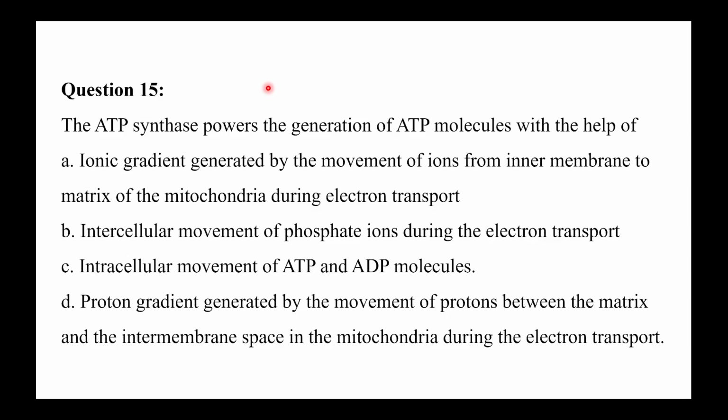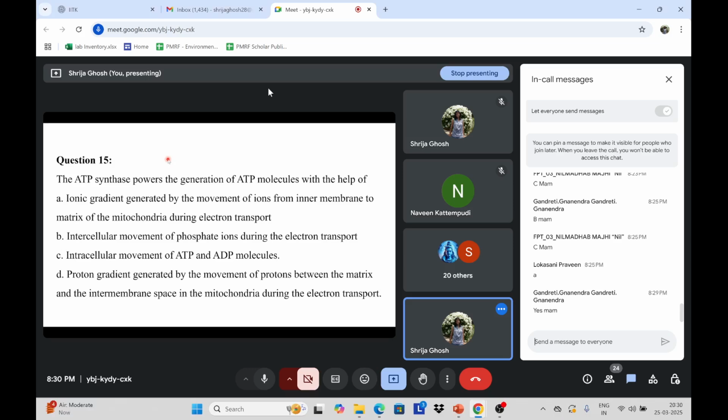ATP synthase powers the generation of ATP molecules with the help of... How does the ATP synthase get the power? How does the ATP synthase power the generation of ATP molecules? Is it ionic gradient generated by the movement of ions? Is it intercellular movement of phosphate ions? Is it intracellular movement of ADP and ATP? Or is it proton gradient generated by the movement of protons? What is the correct answer?